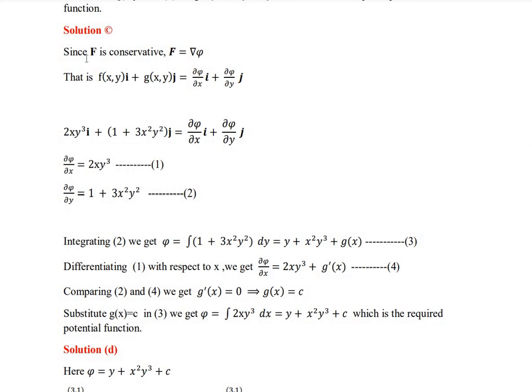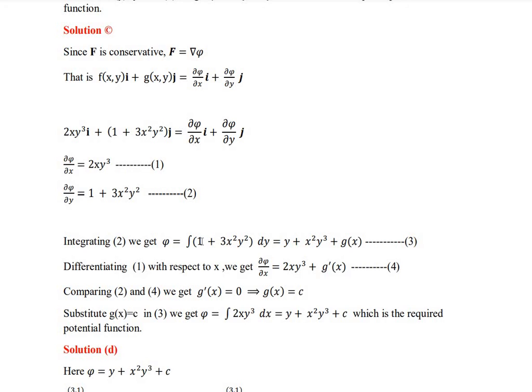In the next one, since F is conservative, F is equal to del phi, the same thing. So you will get equation number 1 and equation number 2. Now we are going to first integrate 2 with respect to y. So integrating 2, we will get phi is equal to y plus 3x squared y cubed divided by 3, that is x squared y cubed, plus constant of integration.